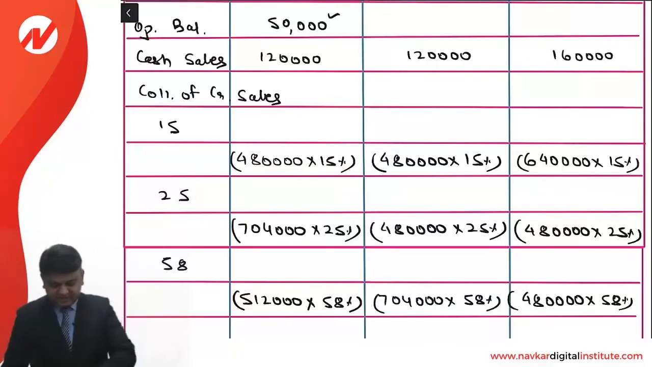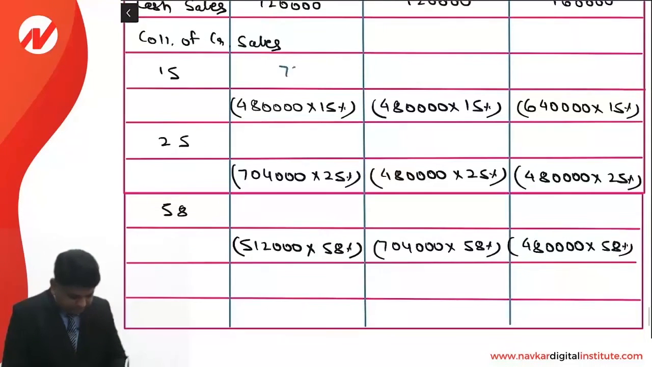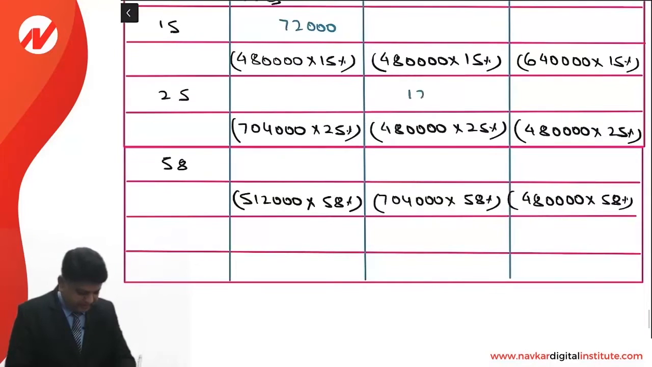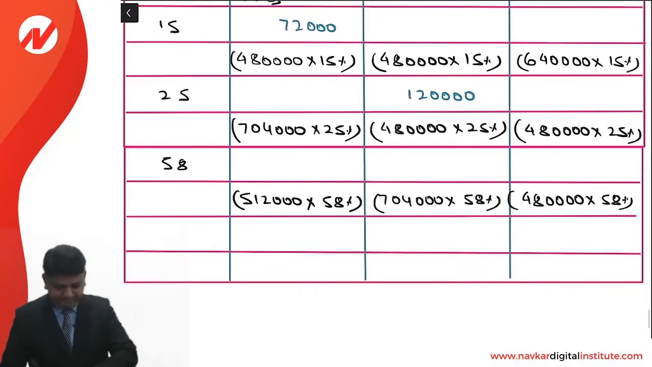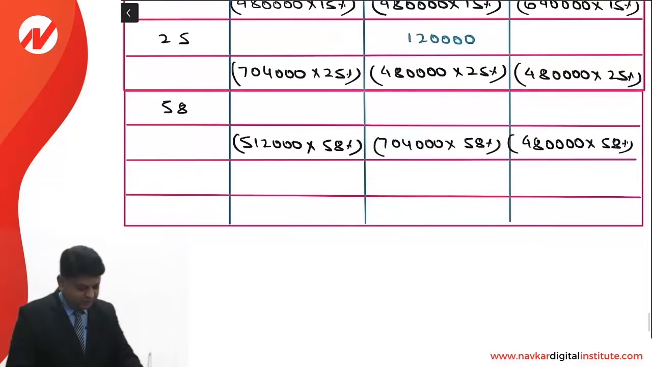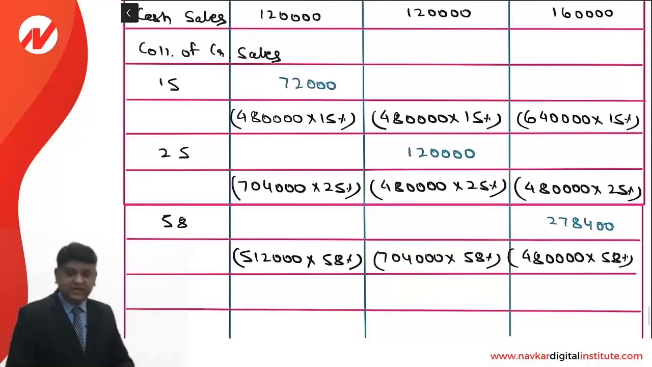So let us calculate the answer now. 4,80,000 into 15%, that comes to 72,000. 4,80,000 into 25%, 1,20,000. 4,80,000 into 58%, that comes to 278,400. This is the way the collection of the January month credit sales.